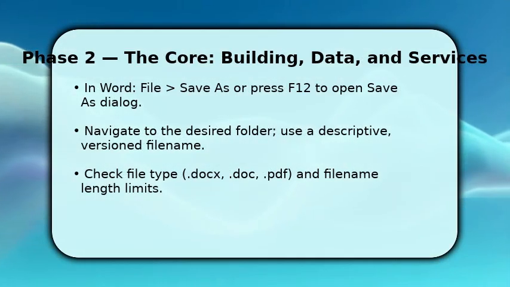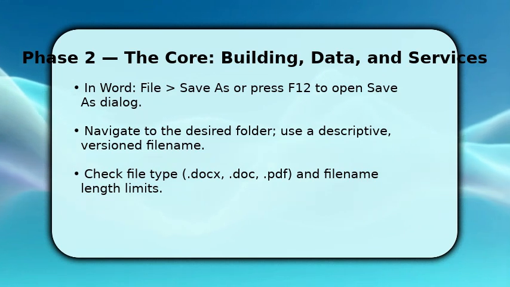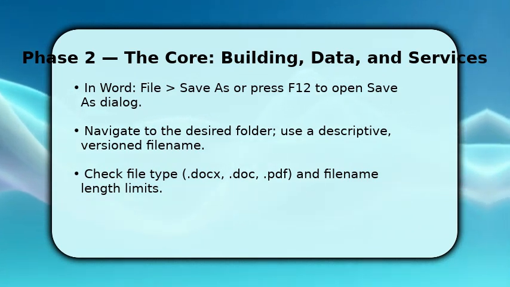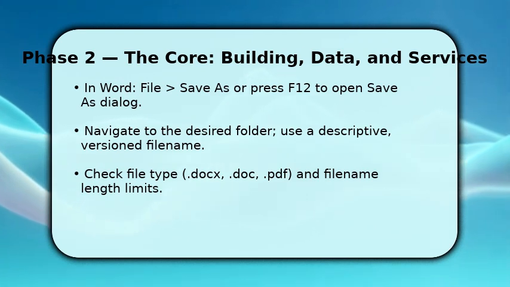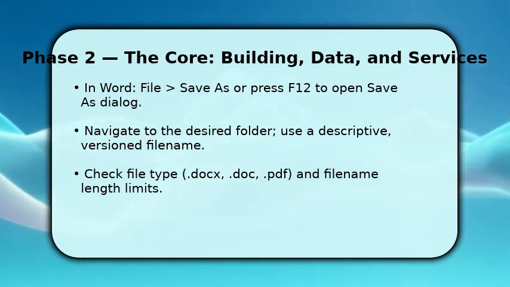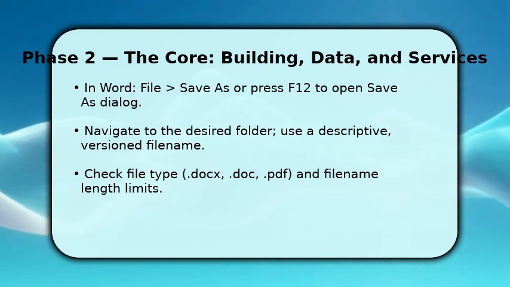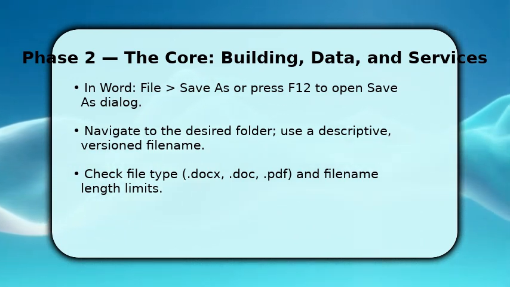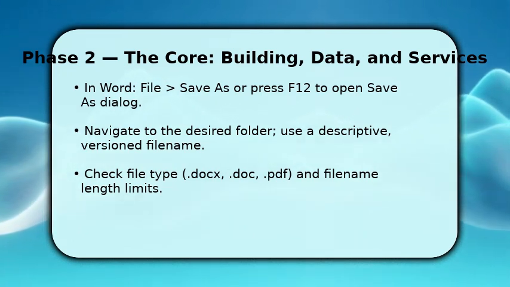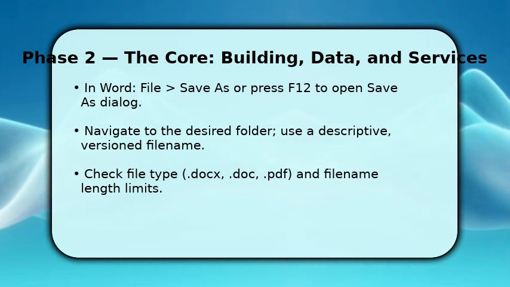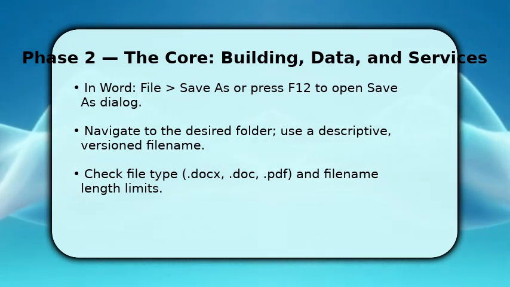You're in the Save As dialog now. Act deliberately. Press F12 or go to File, Save As, then navigate to the folder you chose. Type the new name exactly, including any version tag like v2 or date, and confirm the file type. Word defaults to .docx. Once typed, scan the name for forbidden characters and length. Windows disallows characters like asterisk. Click Save to create the renamed copy and keep the original until you verify.